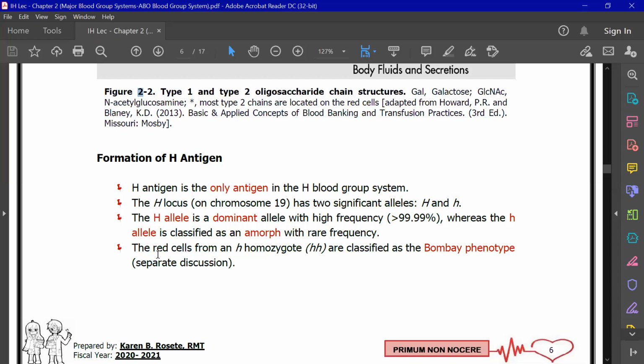Okay, so the red cells from an h homozygote, meaning a homozygous h genotype having both small letter h, are classified as your Bombay phenotype. This will be explained in the last part of the discussion, your Bombay phenotype.